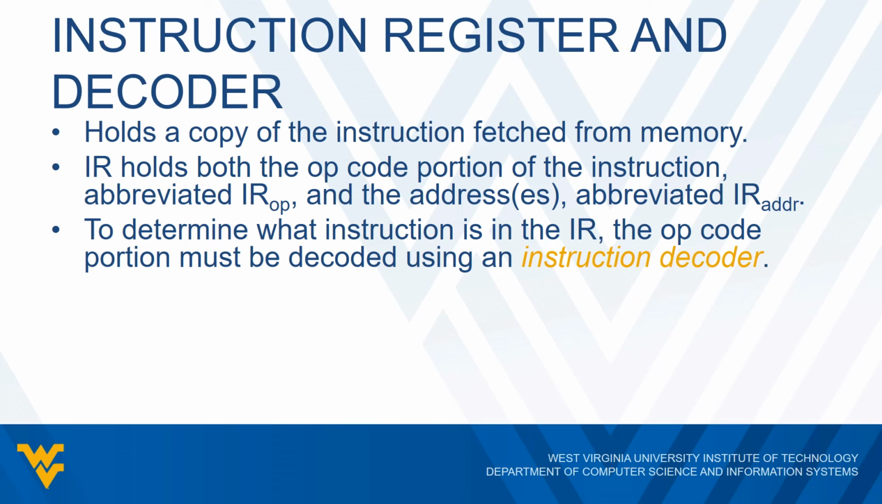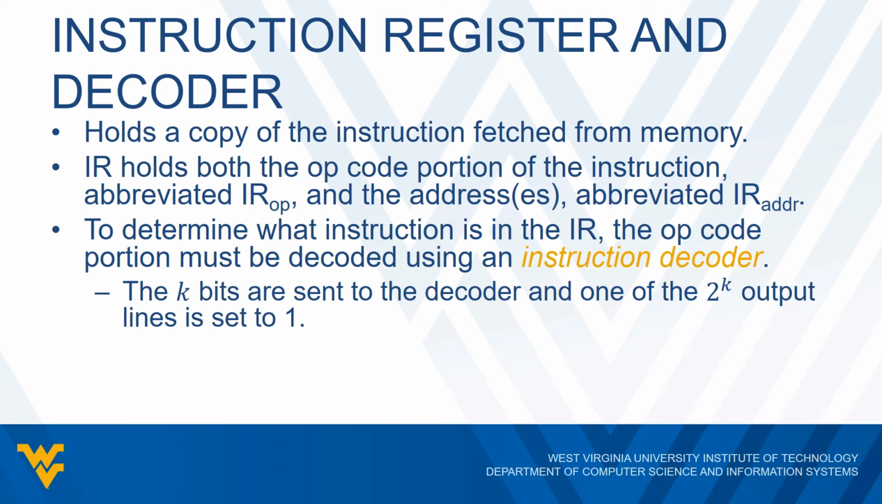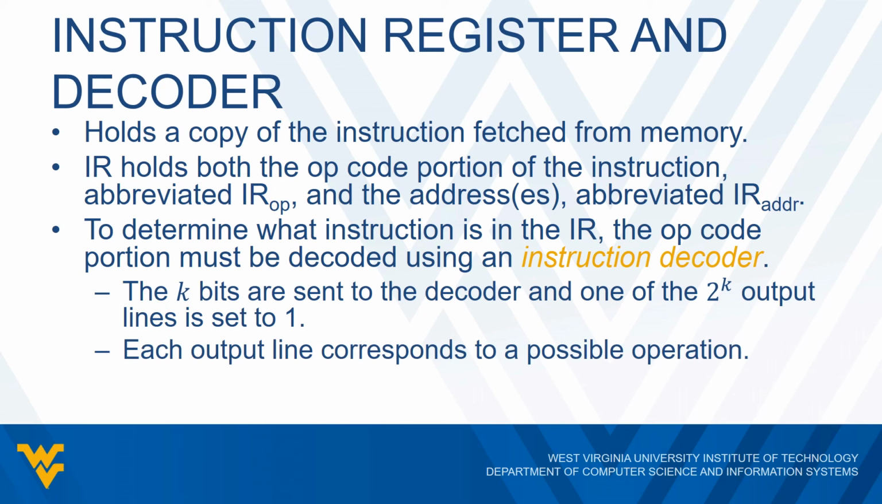Now, to determine what instruction is in the instruction register, the opcode portion of the instruction register must be decoded using the instruction decoder. This is the same type of decoder circuit that we've talked about before, which was used in the construction of the memory unit. Here, the k bits of the opcode field of the instruction register are sent to the instruction decoder, which interprets them as a numerical value between 0 and 2 to the power k minus 1. And then exactly one of the 2 to the k output lines of the decoder is set to a 1. Specifically, the output line whose identification number matches the operation code of this instruction.